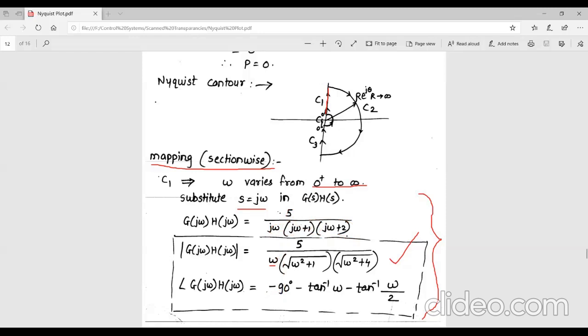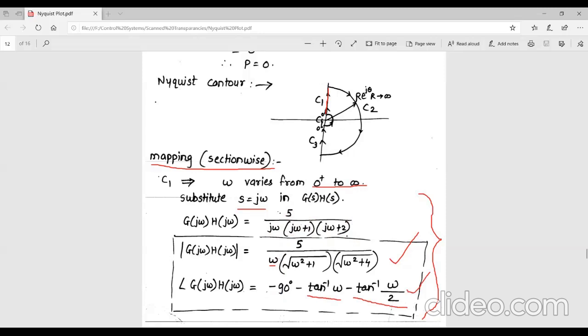Yeah. So the factor is in the denominator and the angle is tan inverse of omega. Then another factor would be minus, again the same factor in the denominator, tan inverse of omega by 2. So this gives you the phase of the system.